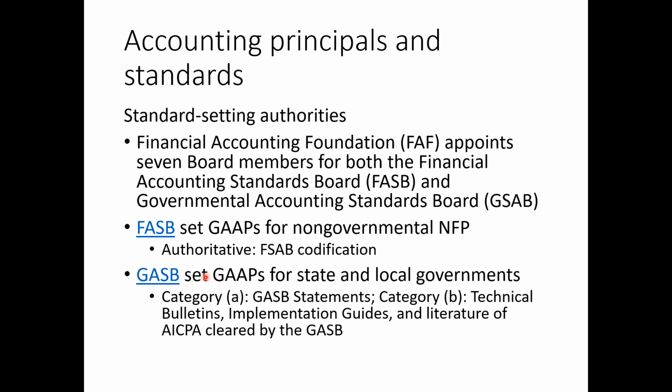The GASB sets GAAP for state and local governments. Okay? And authoritative documents include 2 categories. Category A is the GASB statements, which are the main source. Category B includes technical bulletins, implementation guides, and literature of the AICPA cleared by GASB. Those are category B.